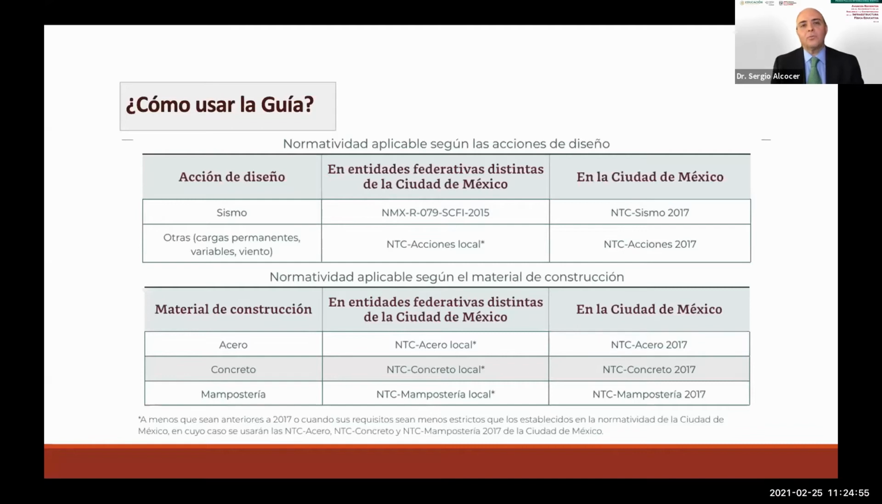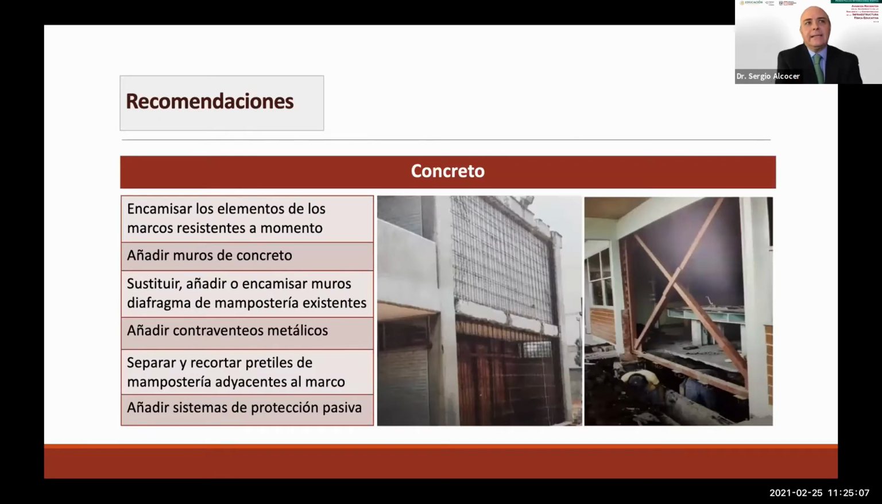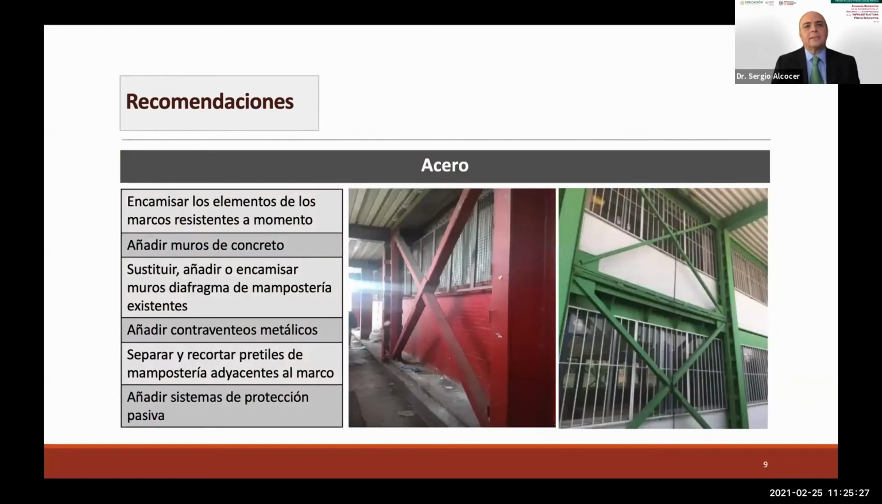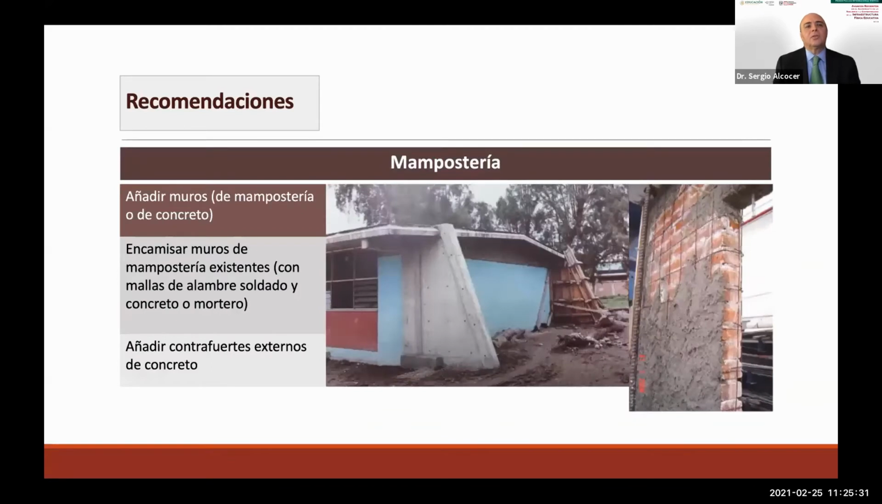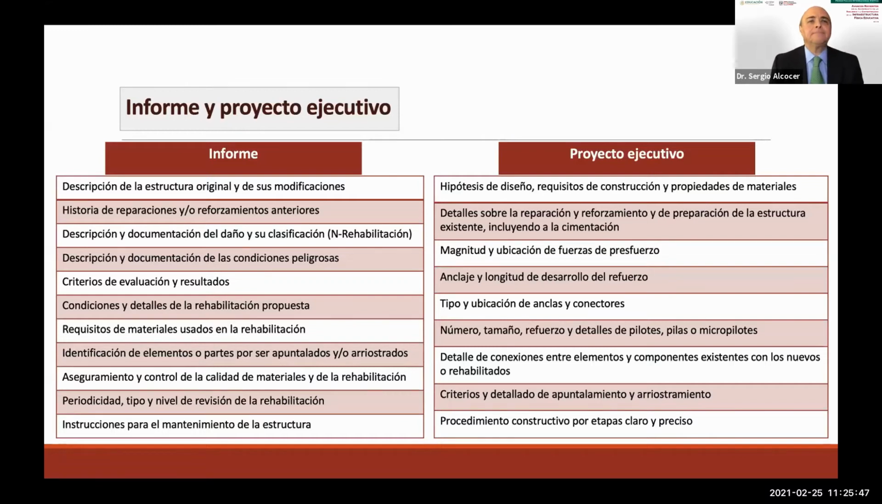If they don't exist, they need to comply with the minimums established in the Complementary Technical Standards 2017, which are the standards that we have in general. In this guide, we establish recommendations depending on the type of building that is being refitted. We recommend the possible solutions that we can develop to refit a concrete building or steel structures. We also discussed the refitting process of bearing walls and masonry walls. These techniques have been used in different levels throughout the country, but they kickstart the technical guide.